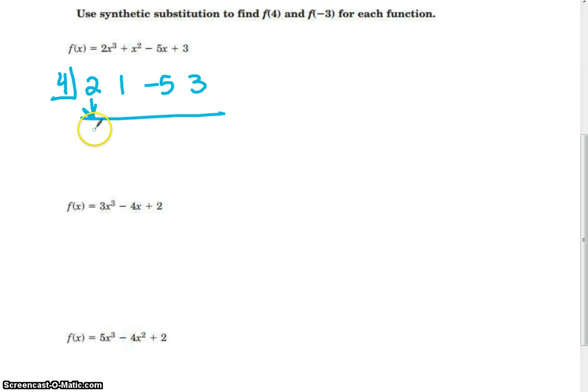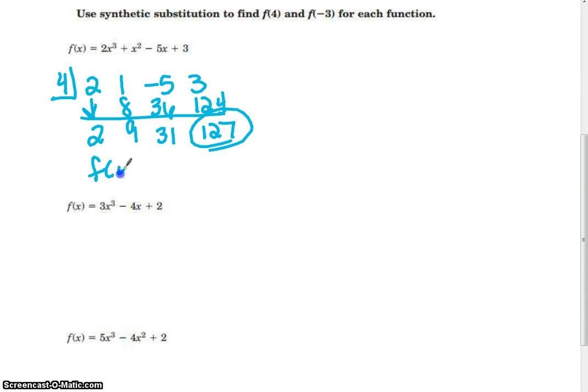Bring down your 2. 4 times 2 is 8. 1 plus 8 is 9. 4 times 9 is 36. -5 and 36 is 31. 4 times 31 is 124. Combine it with 3 and you get 127. That's your remainder. So f of 4 is equal to 127.